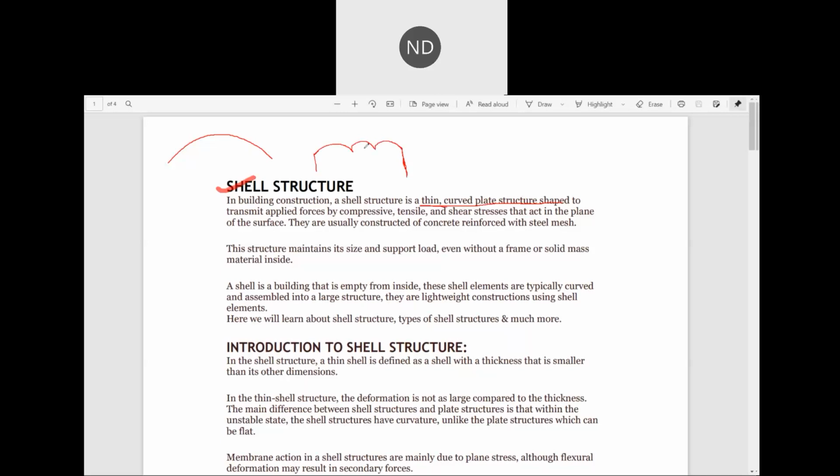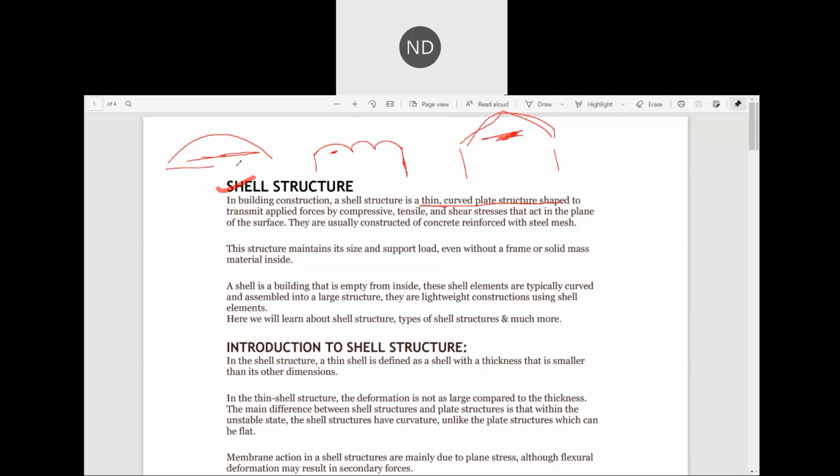So these are curved plate structures, which are also known as domes, or in some monuments also you can see these. There may be some dome kind of structures. Sorry for this bad drawing, but like this. Okay, so those are your shell structures. A shell structure is a building that is empty from inside. These portions are empty, right? These portions are empty. Here also these are empty.